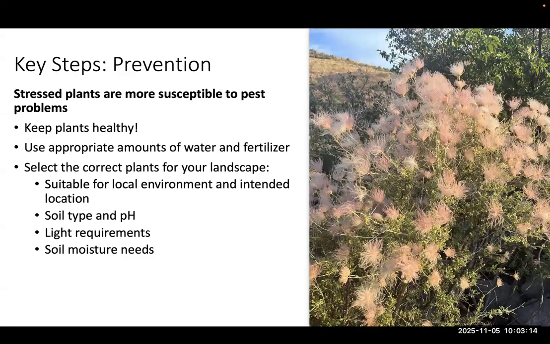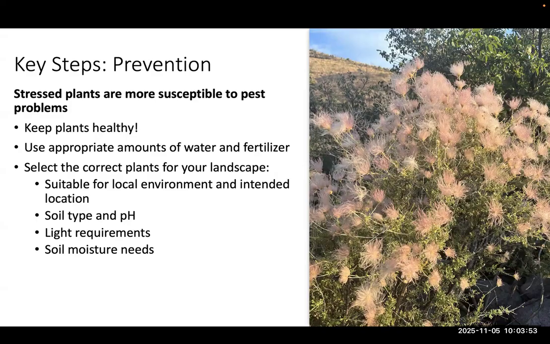So going into prevention, basically, stressed plants are less suitable to pest pressures. They just are. Research shows things like aphids actually can target in on stressed plants, right? Insects are very chemical. They can smell that, they can sense that. So keeping plants healthy is really important, using the appropriate amounts of water and fertilizer. In some cases, too much nitrogen can attract insects, but if you don't have enough, the plants are not healthy. Also select the correct plants for your landscape, which has all sorts of different requirements like soil moisture needs and light levels.